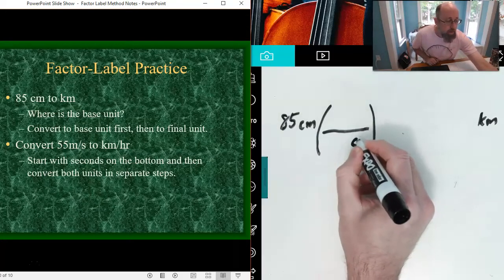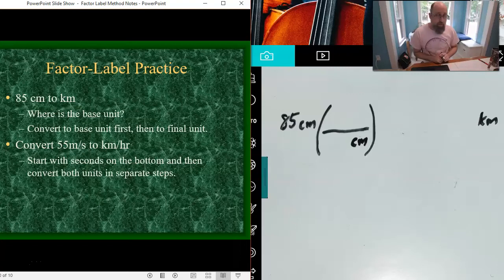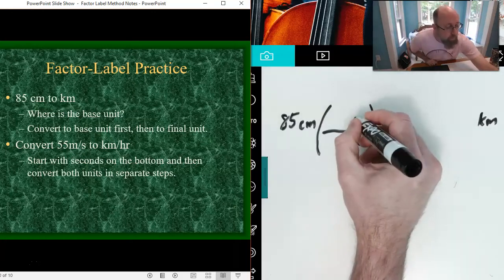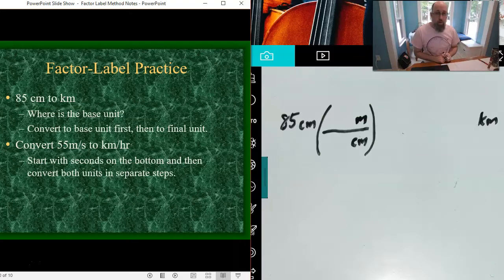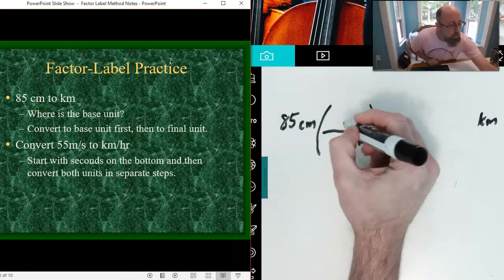All right, I do not know how many centimeters there are in a kilometer. So instead what I'm going to do is convert centimeters to meters. That's something I do know. I do have a value for that. And then I'm going to change my meters into kilometers with the second step. So let me show you those two steps separately.